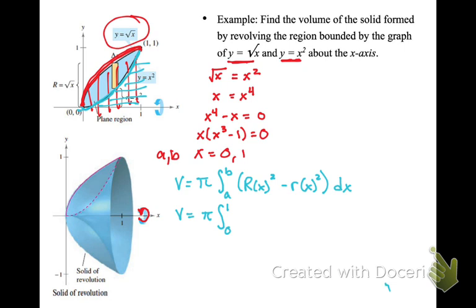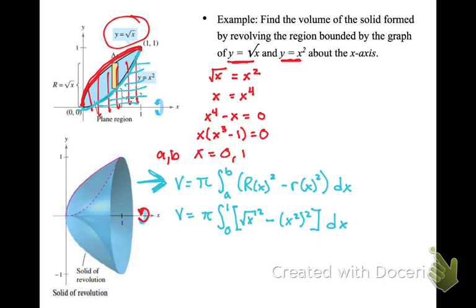Capital R is the square root of x, squared, minus x squared, squared. And I would encourage you to write the formula. You're going to have it on your sheet, but the more you're familiar with it, the easier it is going to be to work with.